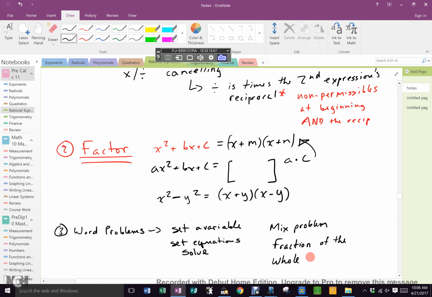So, for example, I can mow the lawn in 40 minutes. That means I can mow 1/40th of the lawn in 1 minute. Right? Everybody with me? I can eat a large pizza in 3 minutes. Then I can eat a third of the pizza in 1 minute.